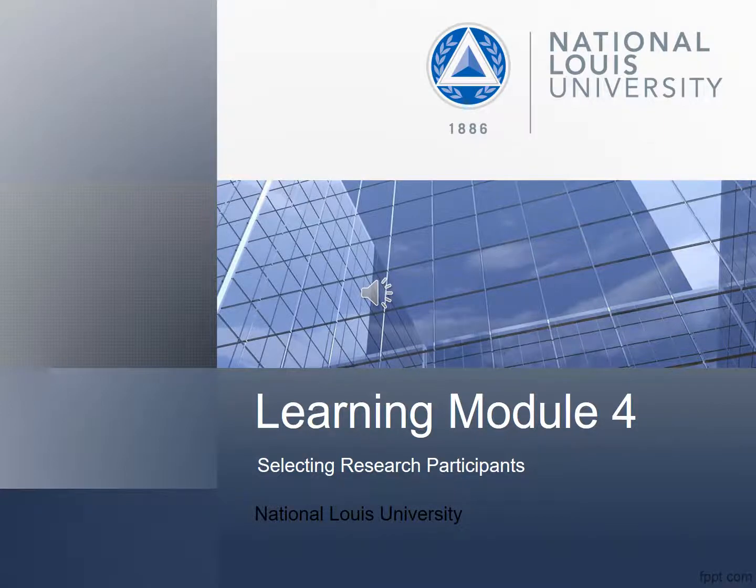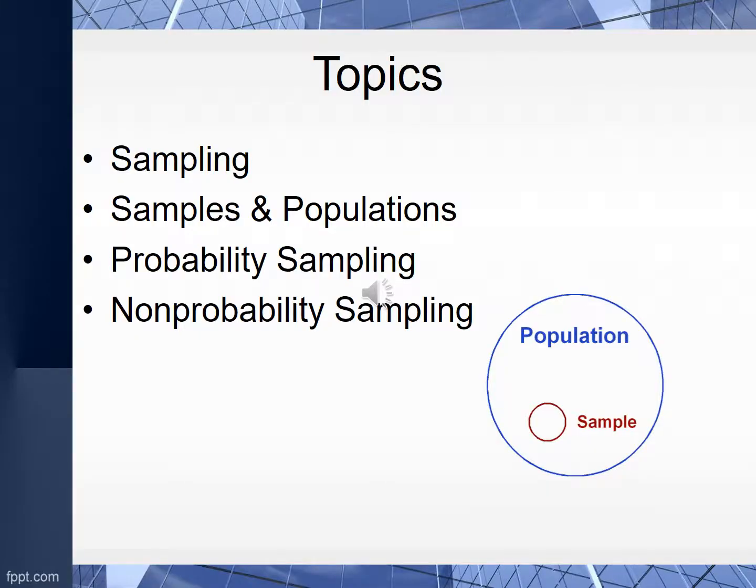Welcome to Learning Module 4, Selecting Research Participants. Topics in Learning Module 4 include sampling, samples and populations, probability sampling, and non-probability sampling.